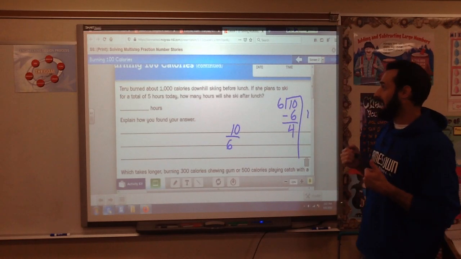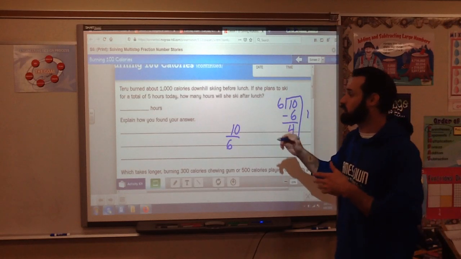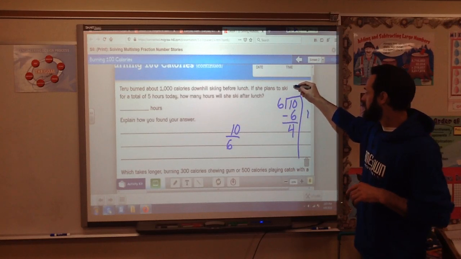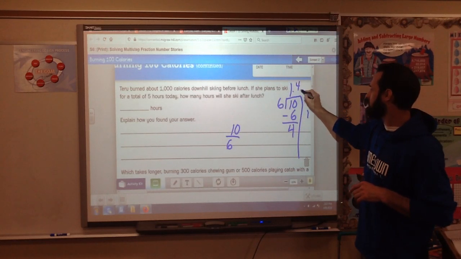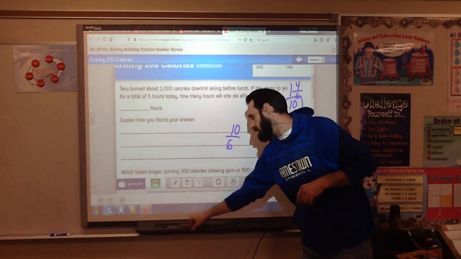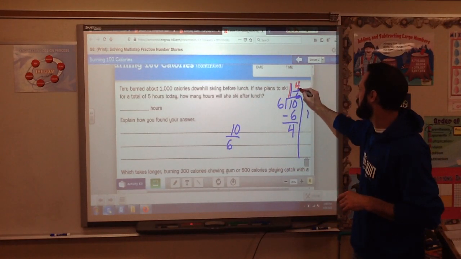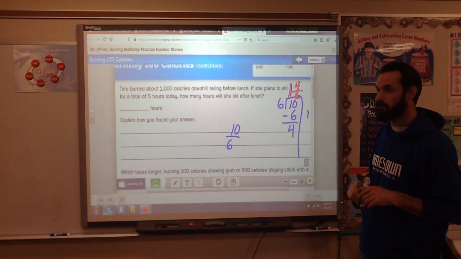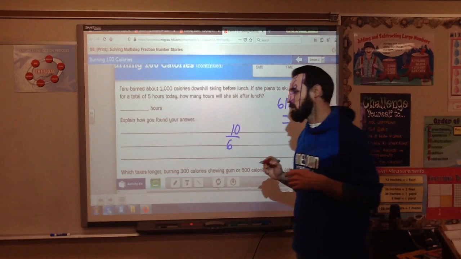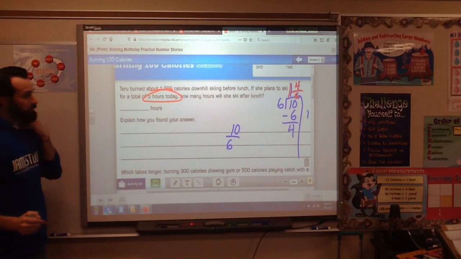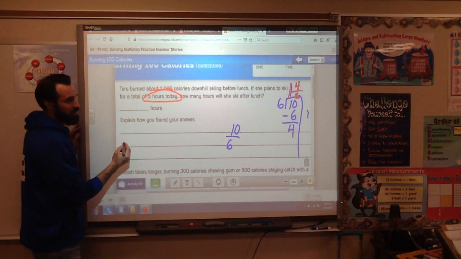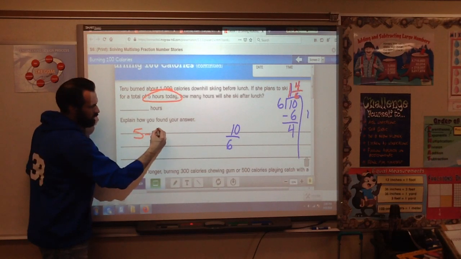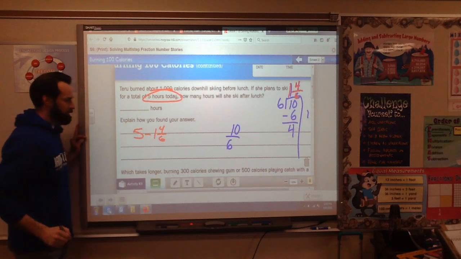Okay? This isn't going to tell us the actual answer. There are so many steps to this. What this tells us is that Taru skied for 1 4/6 hours. It's hard to see because of the blue and the way this is calibrated. 1 4/6 hours. So we want to ski for 5 hours. We want to know how much she will have to ski after lunch. That's where we take 5 and subtract 1 4/6.